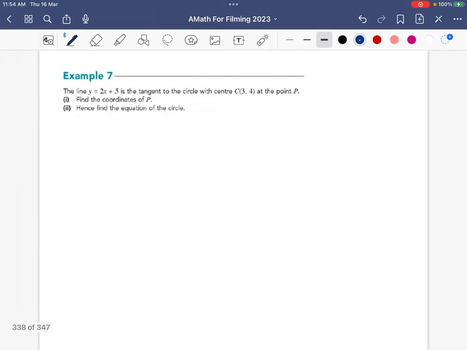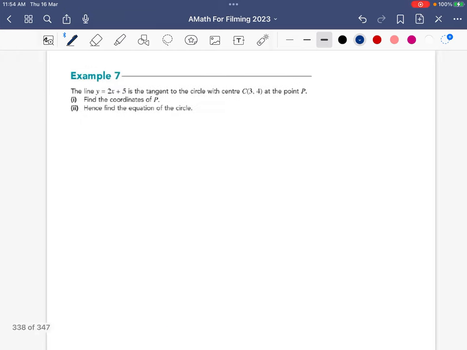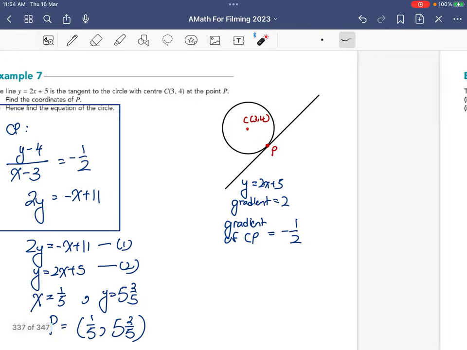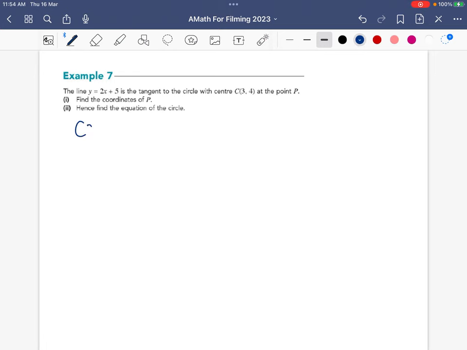So the last part is to find the equation of the circle. For the equation of the circle, I already have the center, 3, 4. What I need to do is find the radius, which is CP. So my C value was 3, 4. My P value is 1/5 and 5 and 2/5.